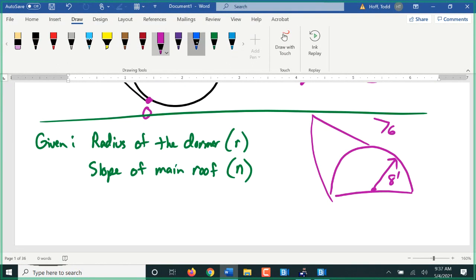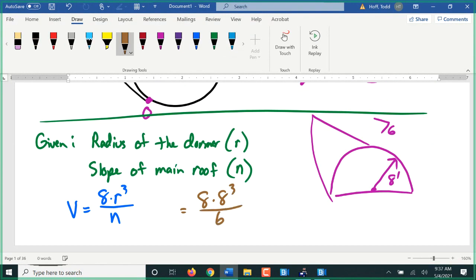The formula for volume of that dormer is 8 times the radius, I should use little r for radius, 8 times the radius cubed over n. So the volume of this dormer here is going to be 8 times that radius of 8 cubed over n, which is 6 over 12. Notice we just put in the 6 there.